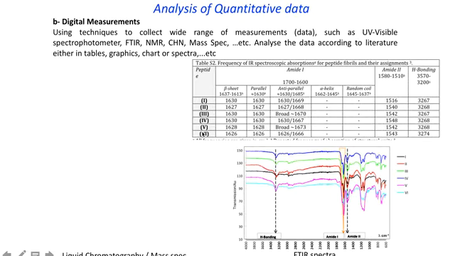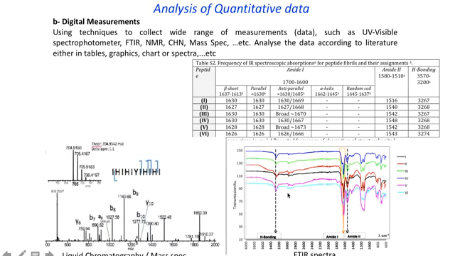Sometimes you can collect data from a machine, like from an instrument, for example FTIR, NMR, CHN, which all give you ready-to-collect data. You only need to show these data as spectra or in a table. So these are all ready-to-collect data. This is data of liquid chromatography mass spec. As you can see here, everything is ready to collect. You just need to show it in a nice way.